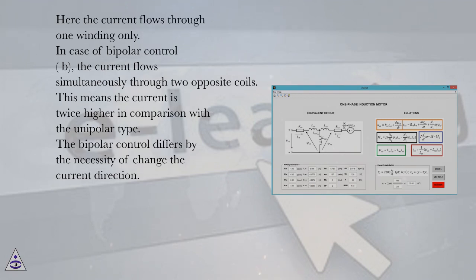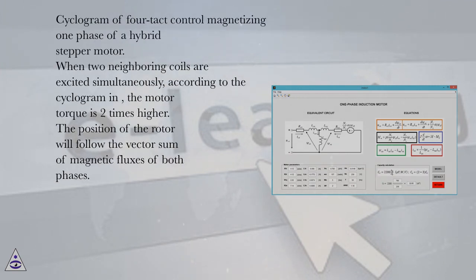In case of bipolar control, B, the current flows simultaneously through two opposite coils. This means the current is twice higher in comparison with the unipolar type. The bipolar control differs by the necessity of changing the current direction. Cyclogram of 4-tacked control magnetizing one phase of a hybrid stepper motor.